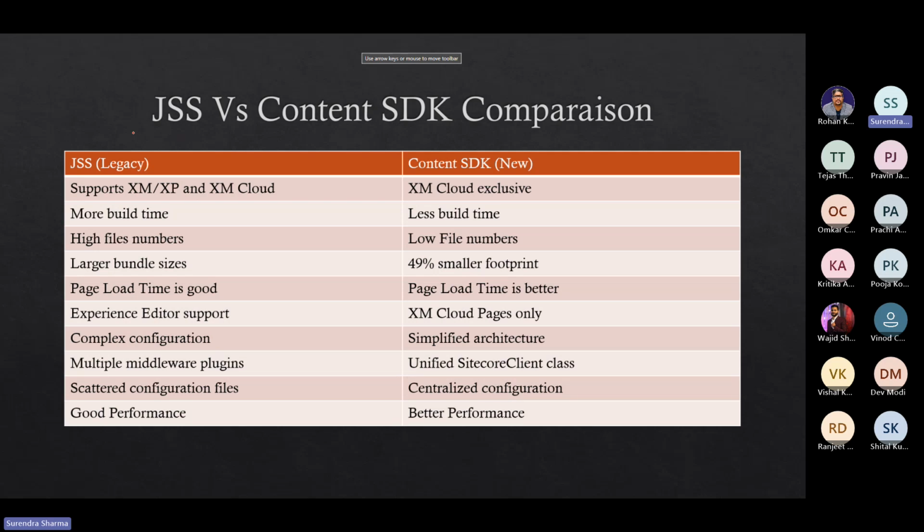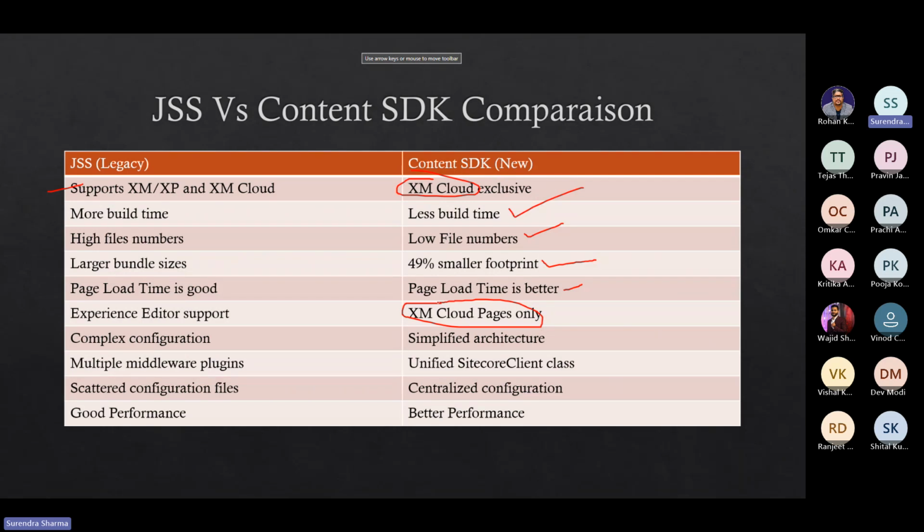Now, if you are using JSS and content SDK, then there are a few differences that you need to remember. First, JSS is going to be supported by your on-premises, PaaS, or SaaS. Everything it's going to support, but content SDK is specifically for XM Cloud. It's taking less build time because there are fewer files. So the output that it's going to generate is also very small here. Because of the low number of files, the build process is also very fast. And similarly, there is an improvement in page load time if we compare JSS and content SDK. It's only working for the XM Cloud pages.